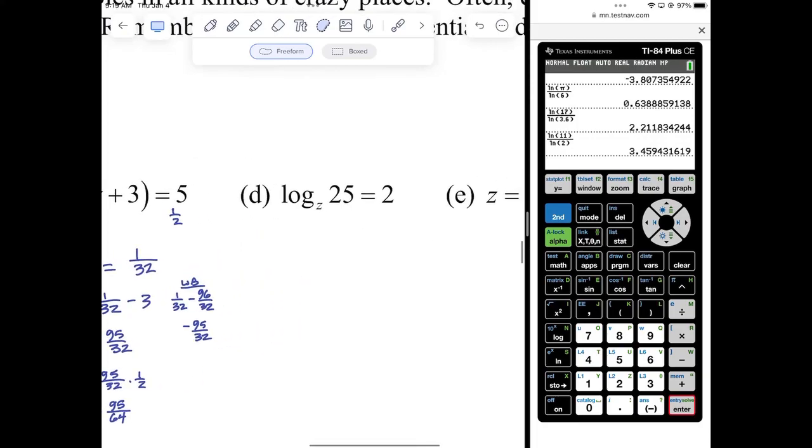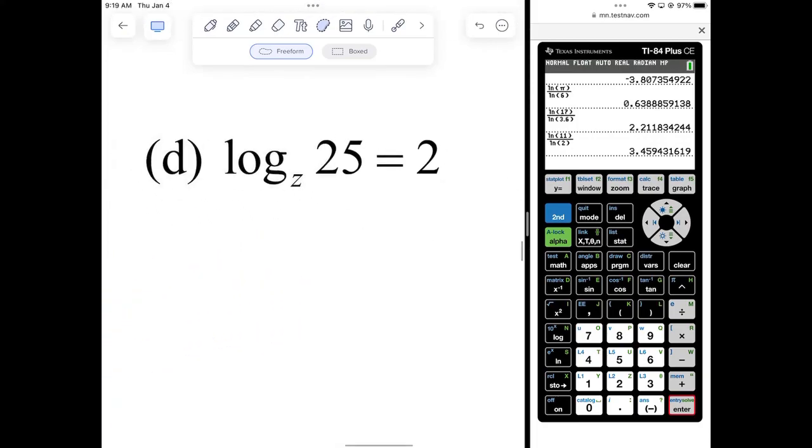Okay, let's look at letter D. Is letter D a log equation? Yeah, I spy an equal sign. I also spy a log, so it's another log equation. Notice this time the unknown is the base. The unknown is the base. So log base z of 25 is 2. What would you do to go about solving this one? Like z to the second equals 25.